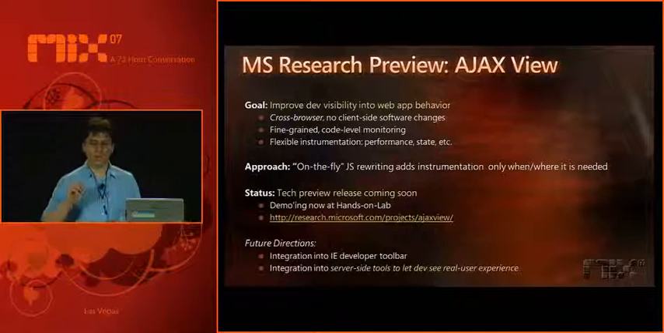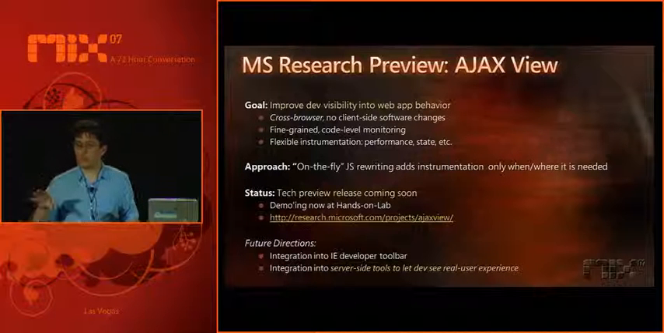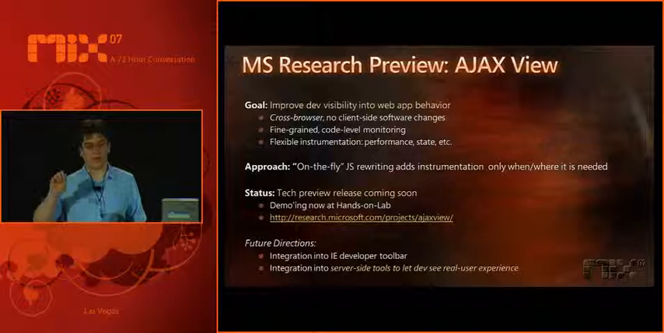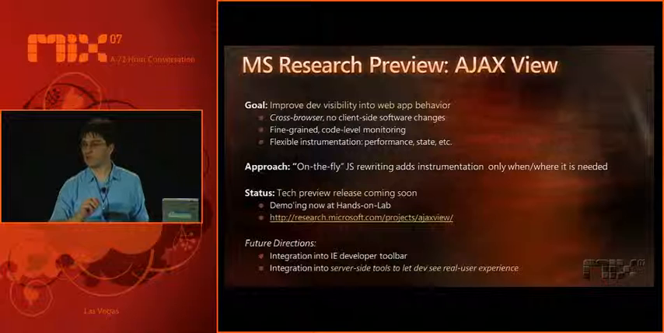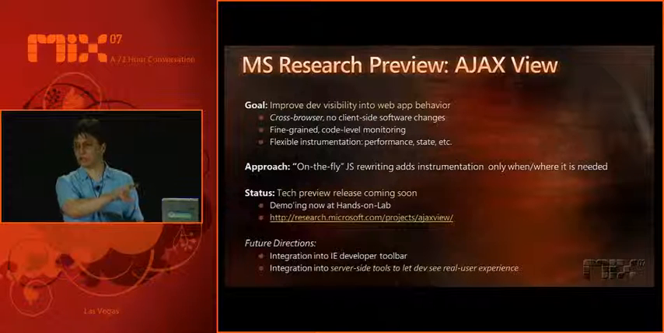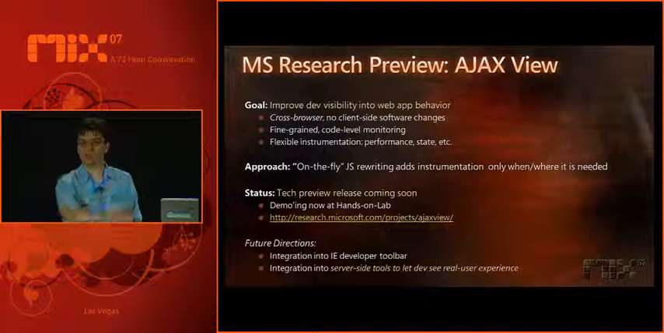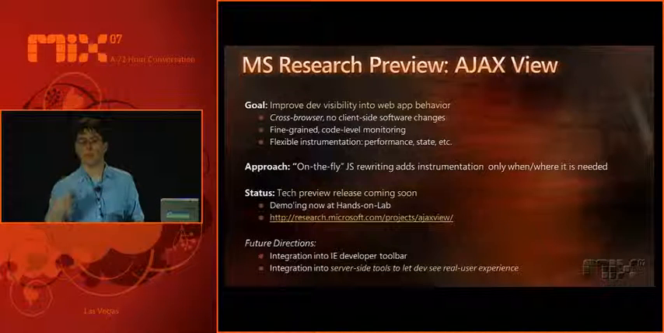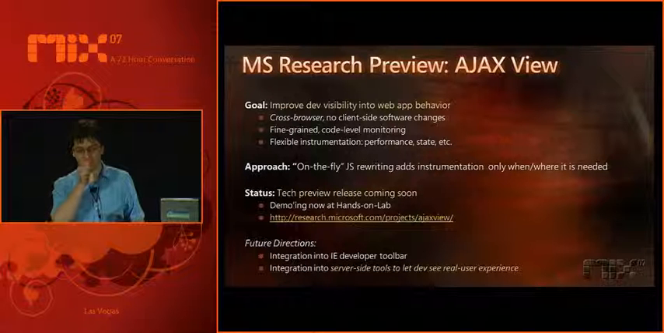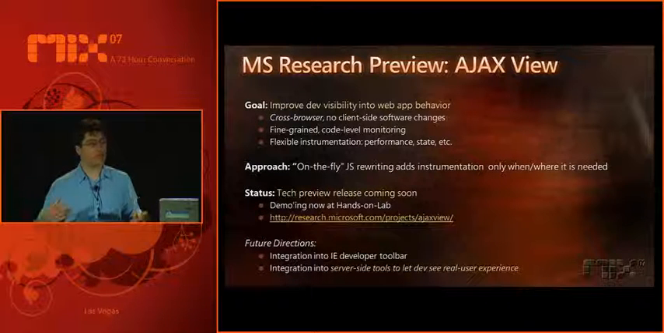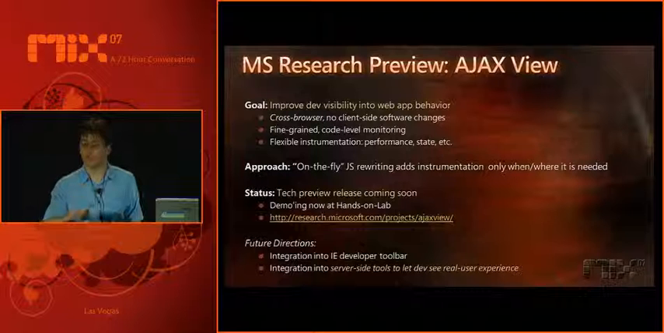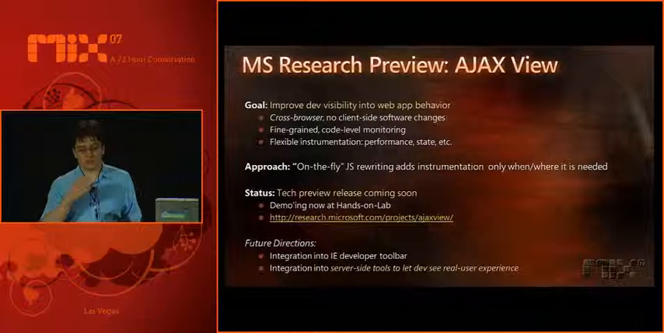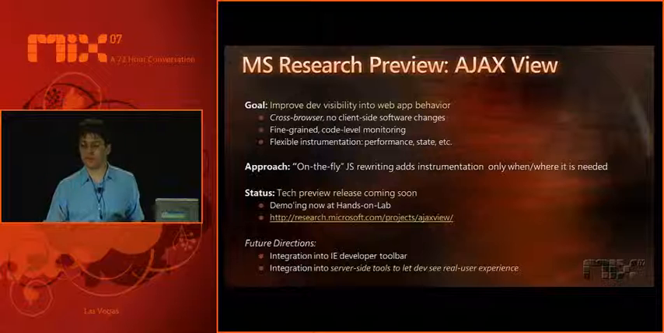What we've built is a proxy-based technique to, on the fly, rewrite the JavaScript of your application and add instrumentation code that will run inside the end user's browser and report back how fast and slow functions are for that user back to the web app developer centrally. Obviously, to make this deployable and easy to use, we have to find a way to get this to work so that it's cross-browser, so that it doesn't require any client-side software changes. And in addition, to be useful for developers and actionable, we want fine-grained, code-level monitoring.